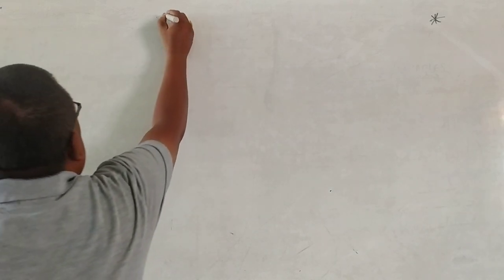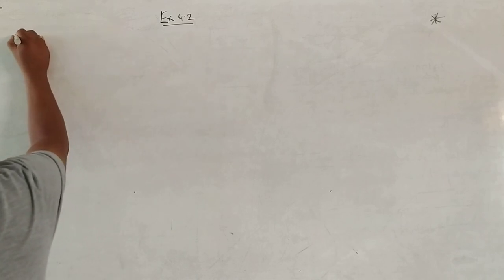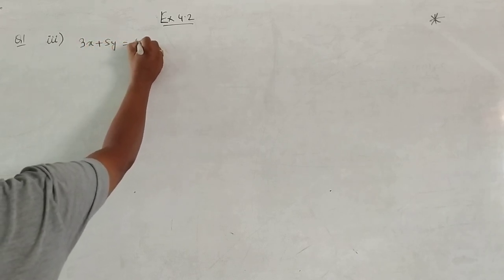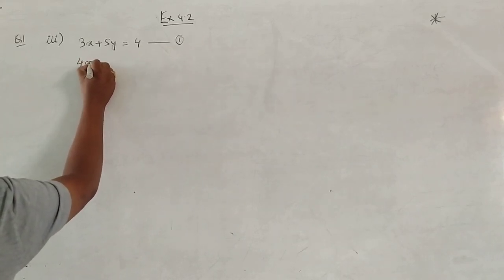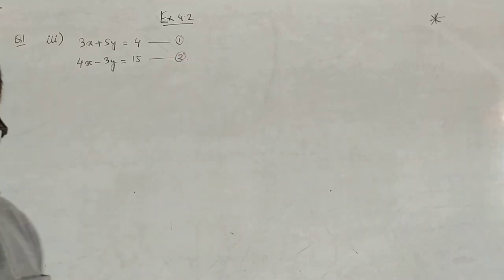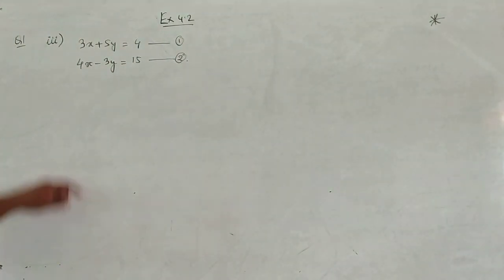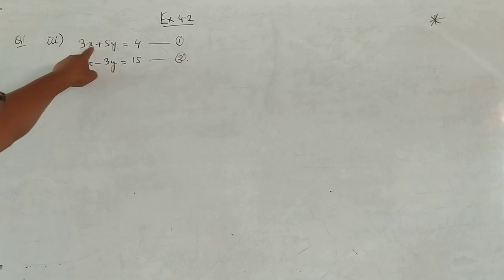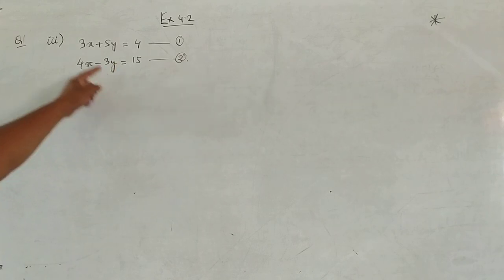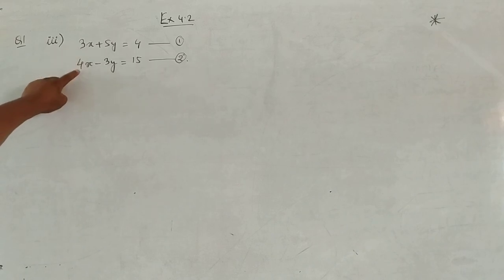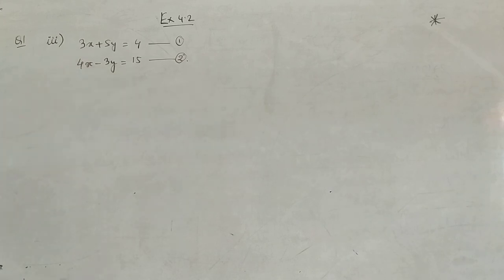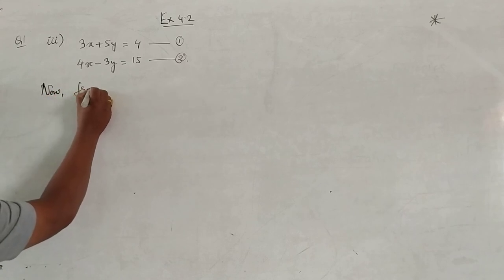Go to question number 3 of exercise 4.2. Let the first equation be equation 1, and the second one is 4x - 3y = 15, equation 2. From the first equation, you can find the value of x or y. After getting the value of x, you substitute it in equation 2 and get the other variable. That type of method is called the substitution method.